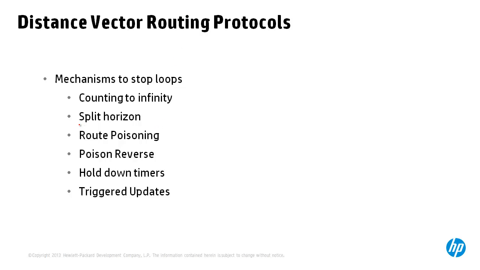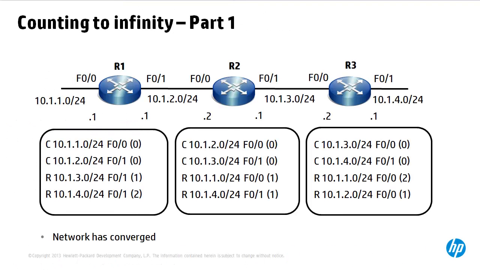As an example, you might want to disable split horizon in certain topologies. So let's look at a network, a possible problem, then look at how these mechanisms solve the issues. So let's start with counting to infinity. The network in this topology has converged. All routers know about all networks in the topology.